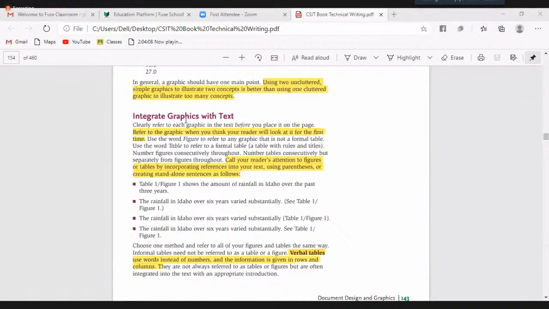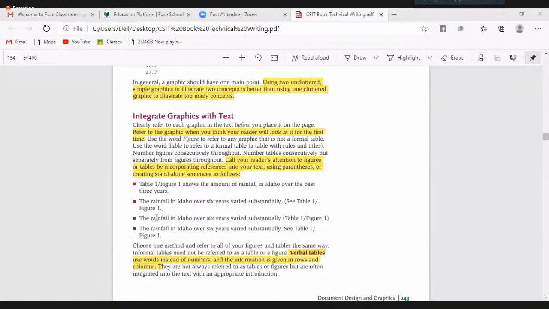Integrating graphics with text means, you have used the graphics, but what does the graphic indicate? What is the graphic about? You have used tables, you have used figures, but what are those tables about? What are those figures about? What do they talk about? So you have to write it in a sentence. This is called integration of graphics with text.